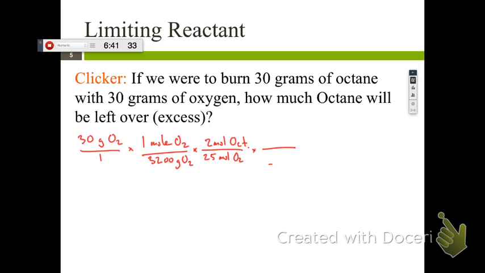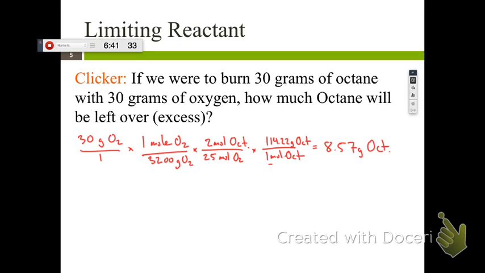So if we had stopped after this last calculation, what are we actually finding? What is the value of, not numerically, what is this telling us? Moles of octane. How many moles of octane we would need to use up all the 30 grams of oxygen. Okay? And so the final step you said was 1 mole of octane weighs 114.22 grams. And I got 8.57 grams of octane. And then I subtracted that from the 30 grams of oxygen.